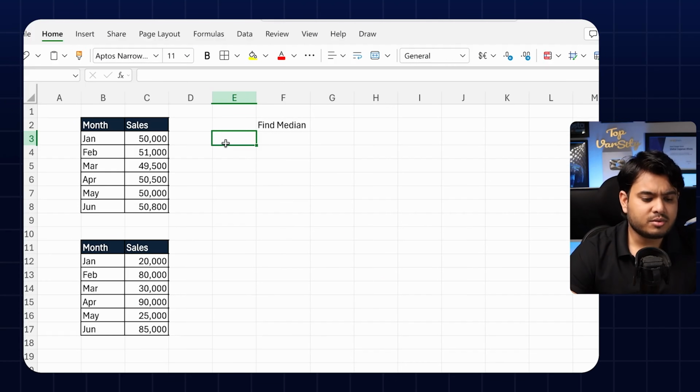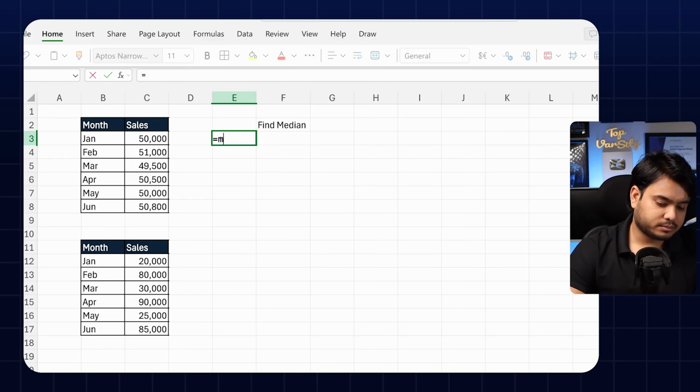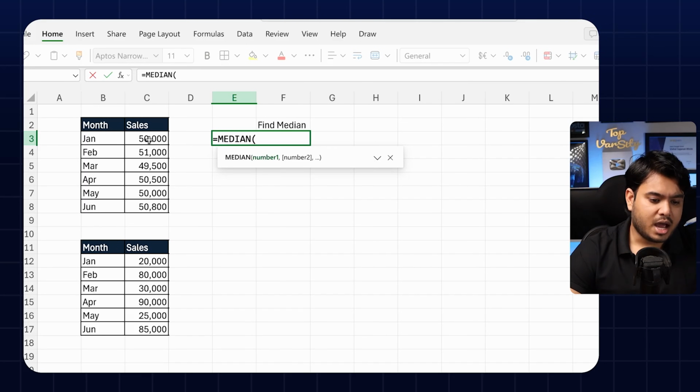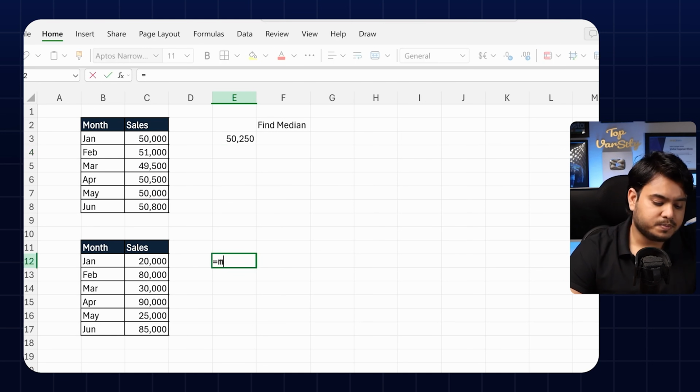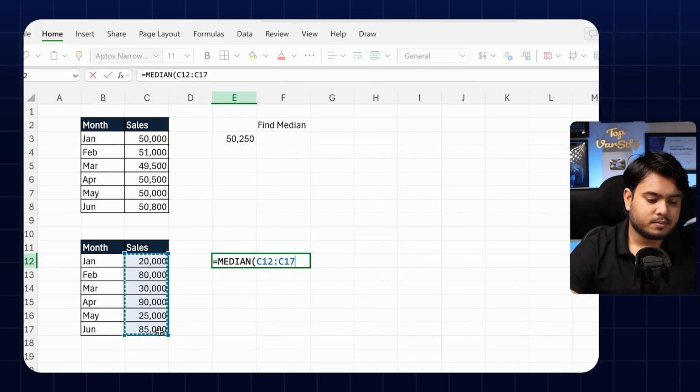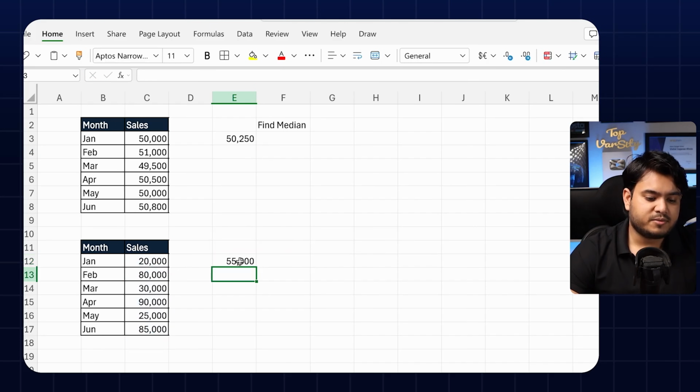Now this is the problem, very easy. We need to find the median for this sales. So I'm writing the formula here, median, and I'm selecting it. So this is your answer, 50,250. Similarly I'm writing the formula for this also. This is 55,000 and this is 50,000.